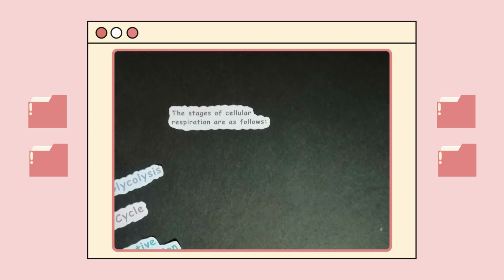In cellular respiration, there are three main stages: glycolysis, Krebs cycle, and oxidative phosphorylation. Let's examine what these three stages are, starting with glycolysis.